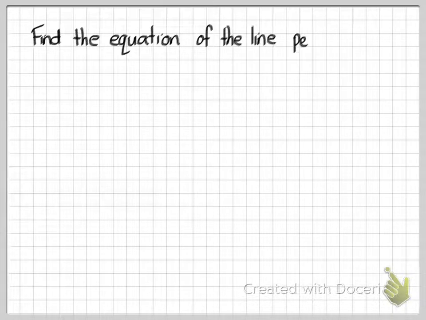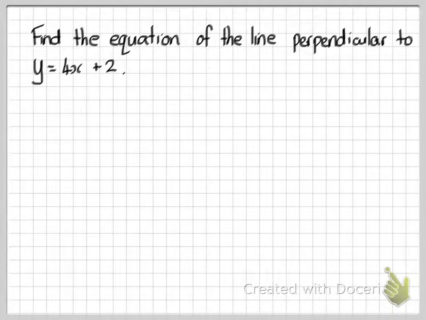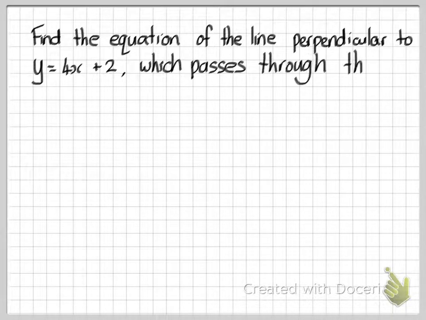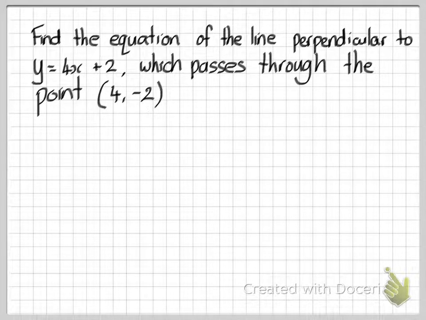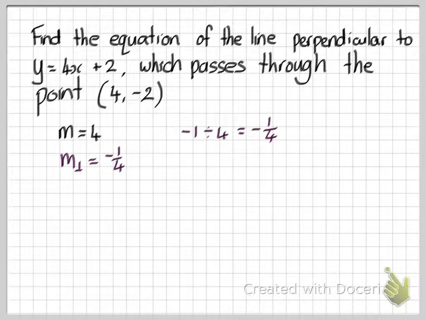For this next question, we have a look at the equations of these lines, and we want to find the line that passes through the point 4, -2, and is perpendicular. So we look at the gradient, which is 4. To work out the perpendicular gradient, go -1 divided by 4, and that gives you -1/4.